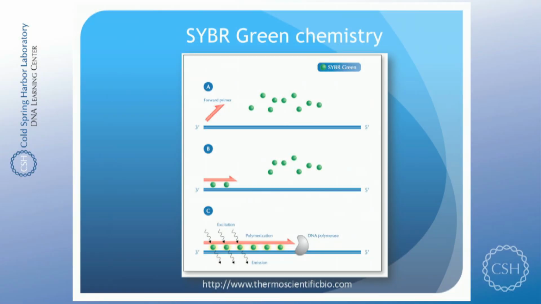So SYBR Green is the commonly used fluorescent dye for a qRT-PCR, and the good thing about it is that it has almost no fluorescence when it's not bound to any DNA, and as soon as the primer anneals, also SYBR Green can intercalate. It intercalates only in double-stranded DNA, and then in the course of amplification, you get more and more SYBR Green intercalating, and thereby more and more fluorescence, and that's directly correlated to the amount of cDNA, as long as you are not exceeding the exponential phase or the linear range.